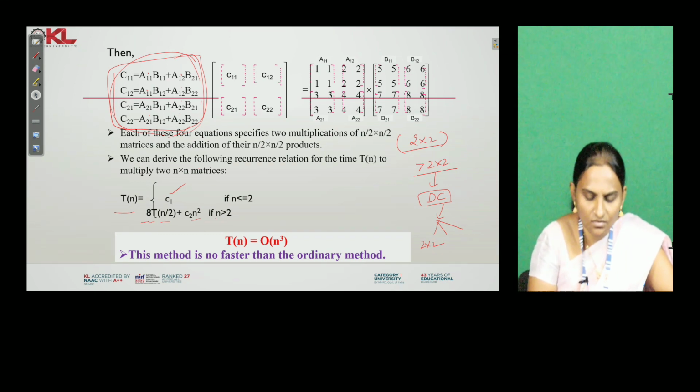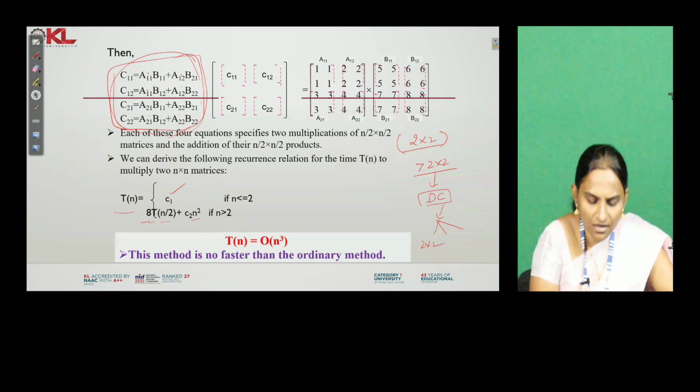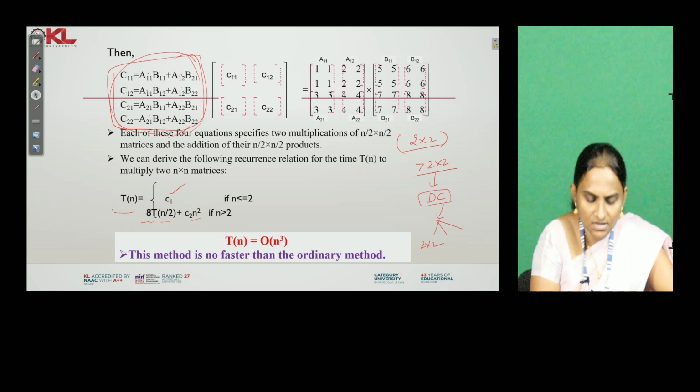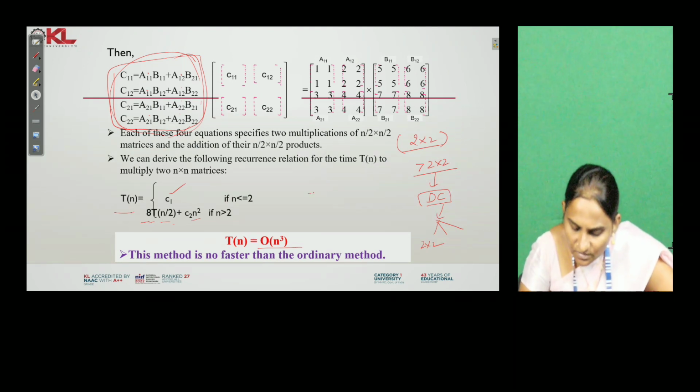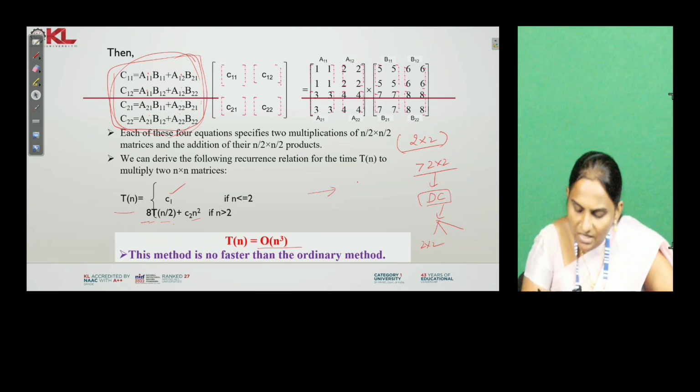The recurrence relation for this time complexity is 8 into T of n by 2 plus C2 n square. So by solving using the substitution method, the time complexity we will get is order of n cube. For the basic matrix multiplication also the time complexity is order of n cube. Using divide and conquer also the time complexity is order of n cube.